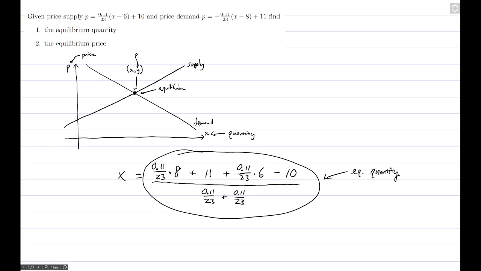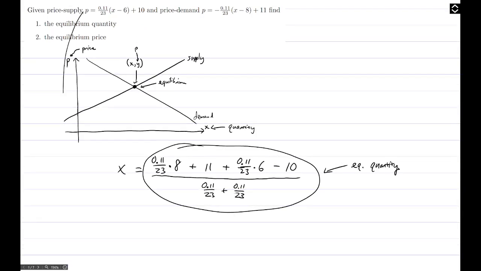Now, how do we get the equilibrium price? Well, the equilibrium price, that's the p value or the y value. And you can use either equation. It does not matter which one you pick. I guess it just feels a little more convenient to use this one just because there's only one minus sign here and there's two minus signs. But it doesn't matter which one you pick.